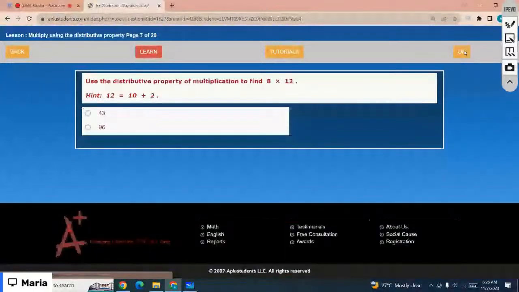Use the distributive property to find 8 times 12. The correct option is 96.